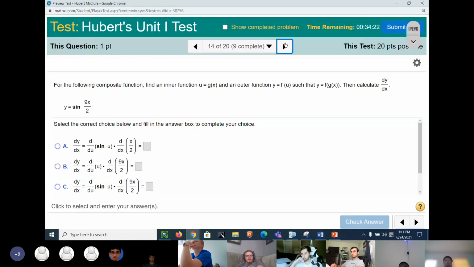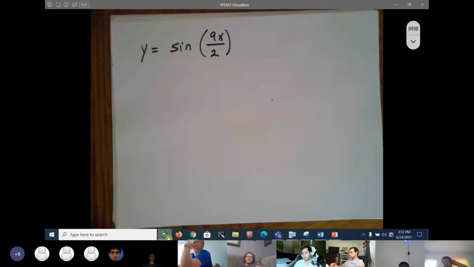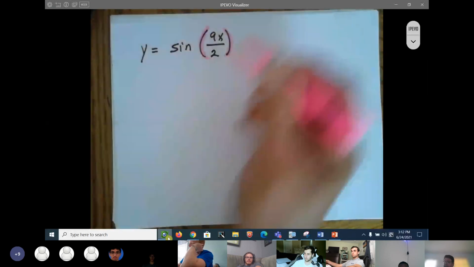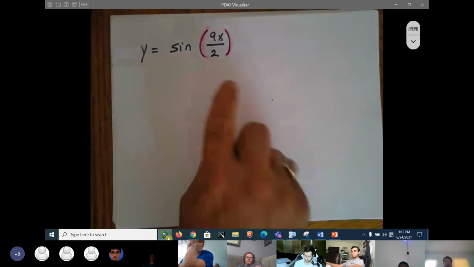Now I ignore this one. I just find the derivative. I don't even look at the thing because it's ridiculous. Y is equal to the sine of 9x over 2. Now, does anybody notice what I did when I wrote down mine? You put it in parentheses, because this will get you.